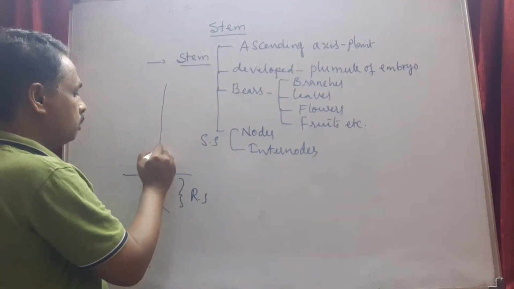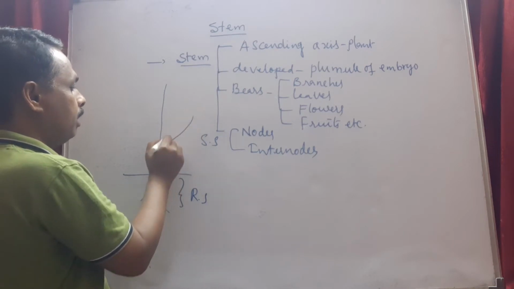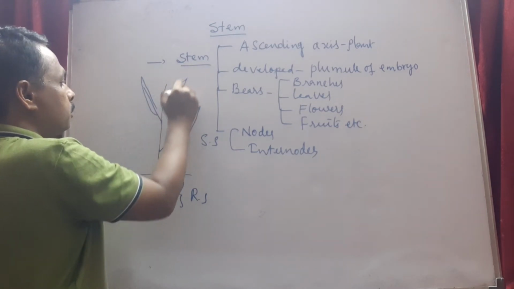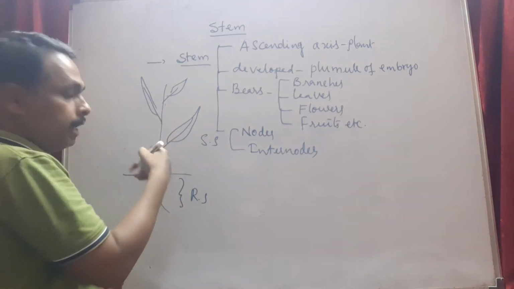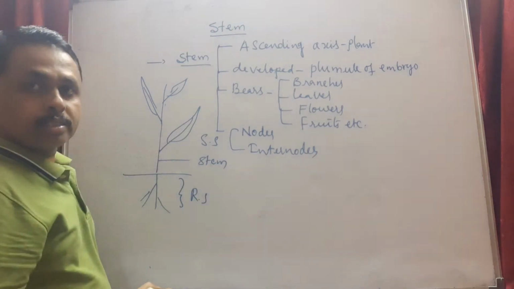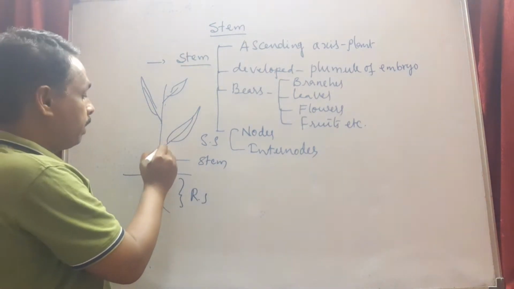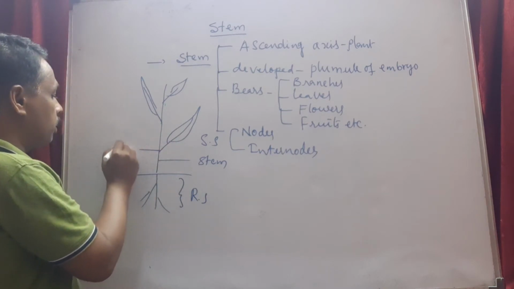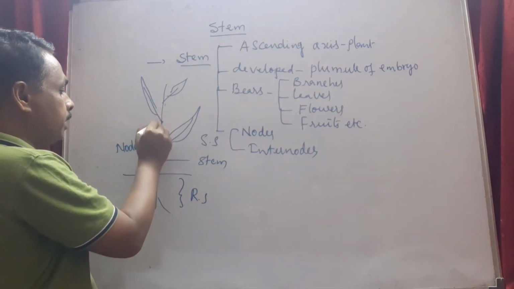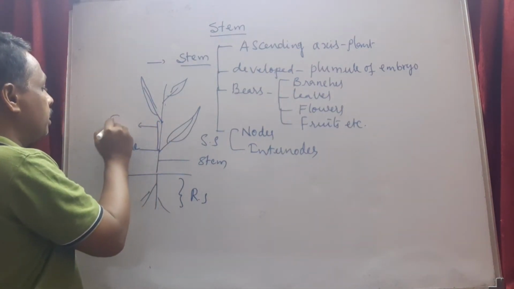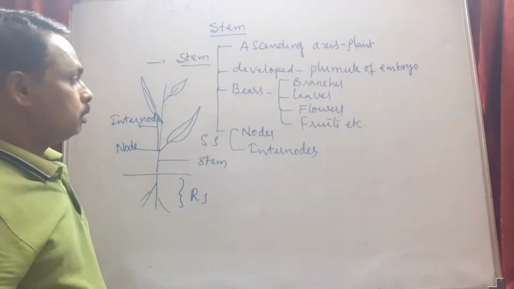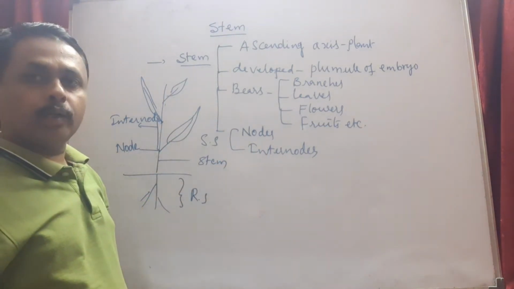Now in this shoot system, leaves or branches are present. So there is a main axis which is called stem. The portion of the stem where the leaf is raised is called node. And the portion of the stem between two adjacent nodes is called internode. So the stem bears nodes and internodes.